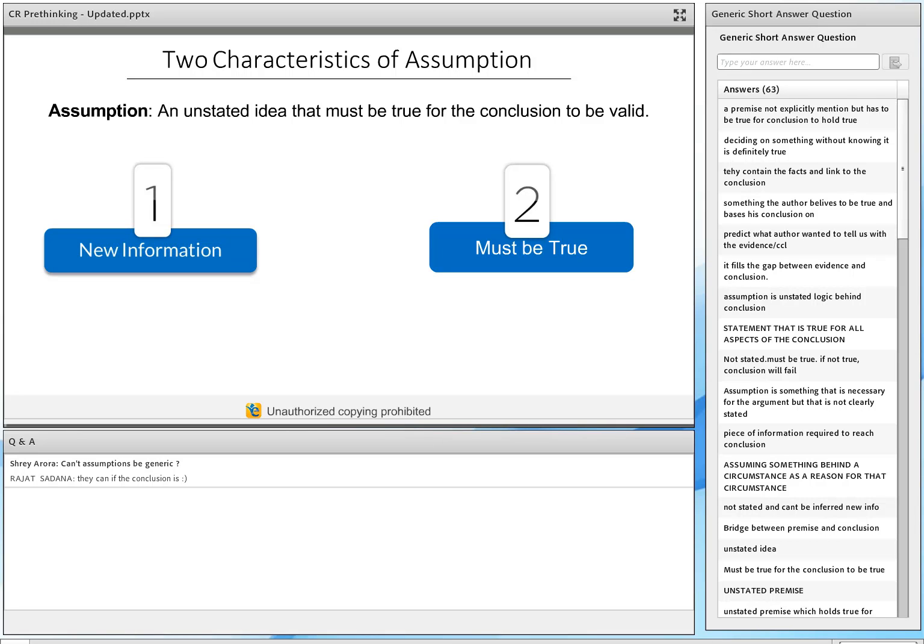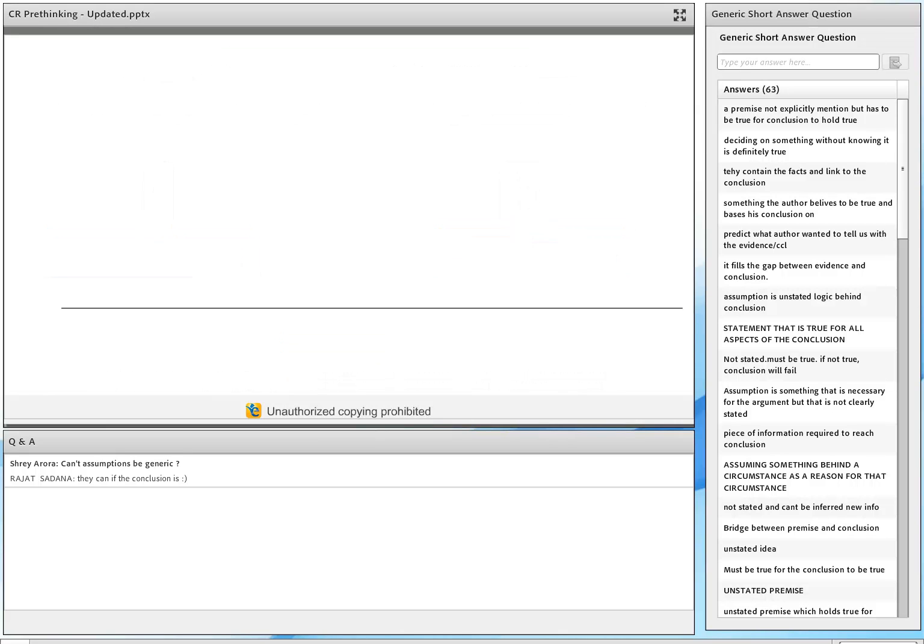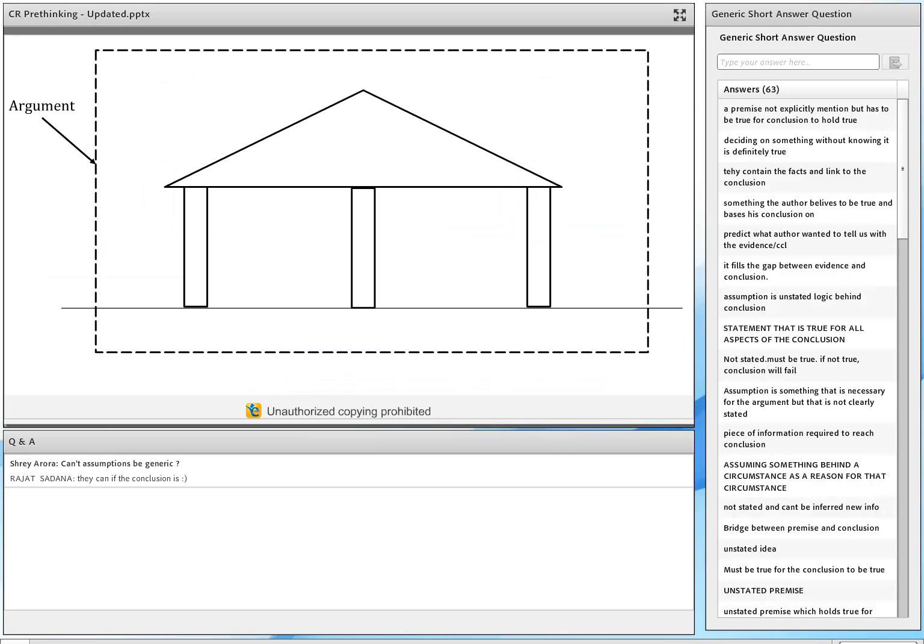Let's look at this with a metaphor. Let's take the metaphor of a house. Let's assume your conclusion is the roof over here. Now you have these three pillars that are supporting this roof. This entire house is your argument, by the way.